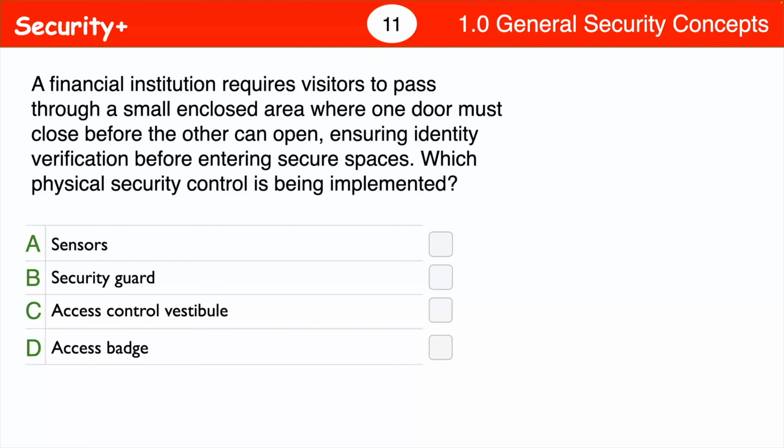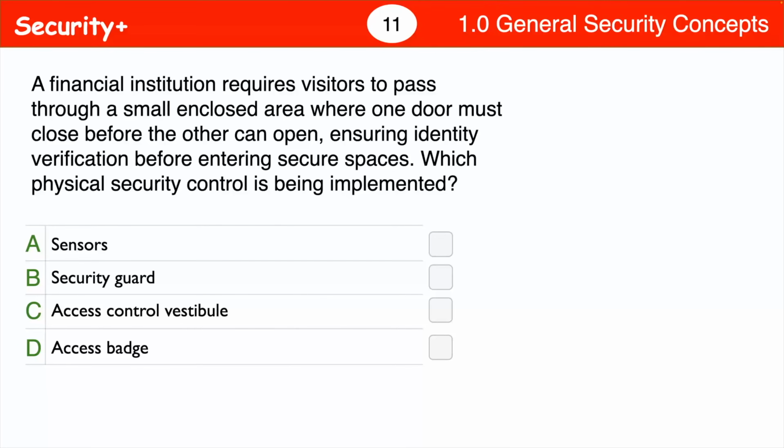Question 11. A financial institution requires visitors to pass through a small enclosed area where one door must close before the other can open, ensuring identity verification before entering secure spaces. Which physical security control is being implemented? A, sensors, B, security guard, C, access control vestibule, or D, access badge.